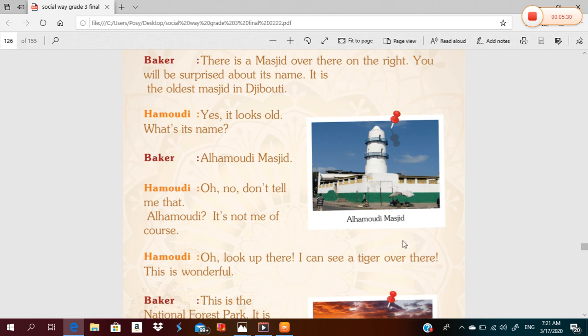Look, grade 3. This is a picture of Al-Hamoudi Masjid. It is very old. And it is the oldest masjid in Djibouti.